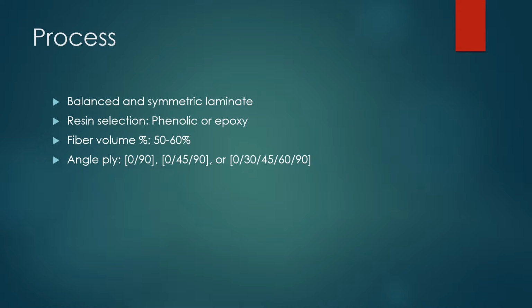Moving to our process, we began with a balanced and symmetric laminate. We did this because this removes coupling coefficients and it simplifies the problem. So this would eliminate the extension shear coupling in the case of a balanced laminate and the extension bending coupling in a symmetric laminate. Additionally, using a balanced laminate also ensures that there are no coefficients of mutual exclusion between the layers. Next, we began selecting between a phenolic or epoxy resin.